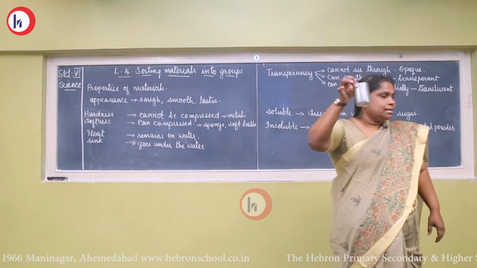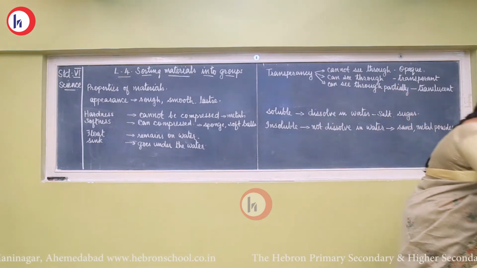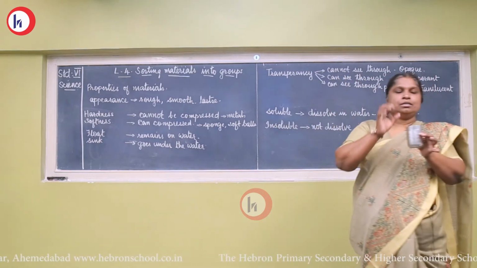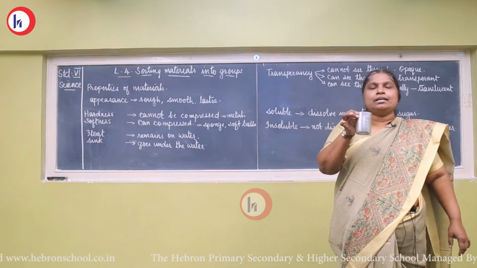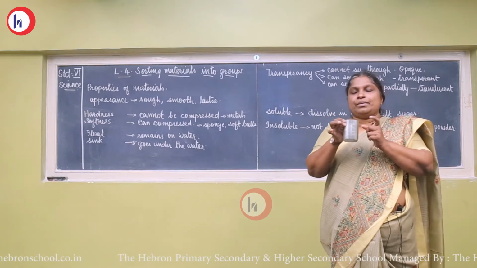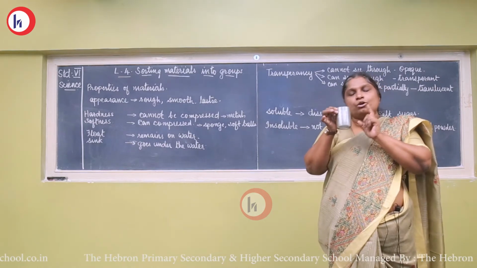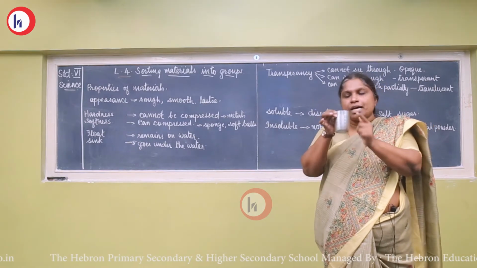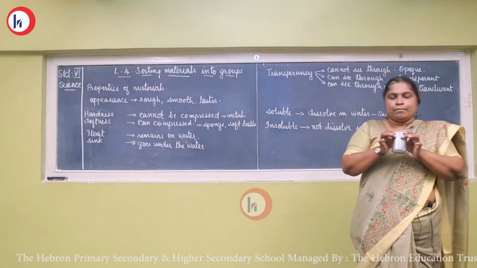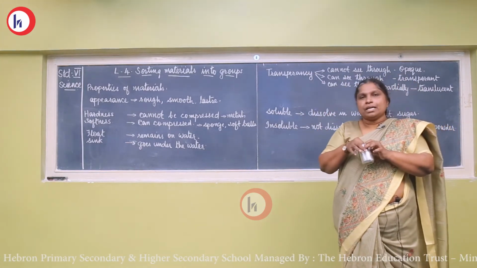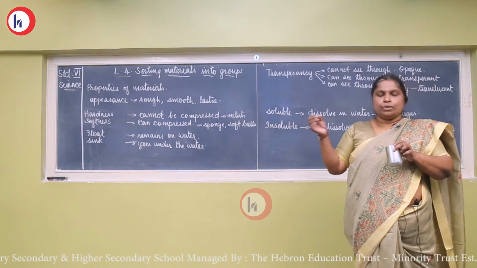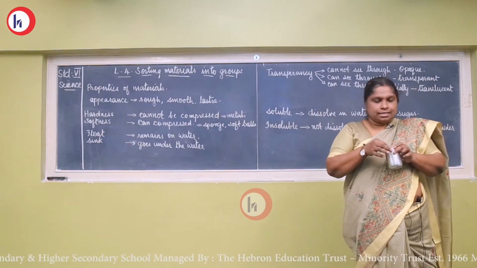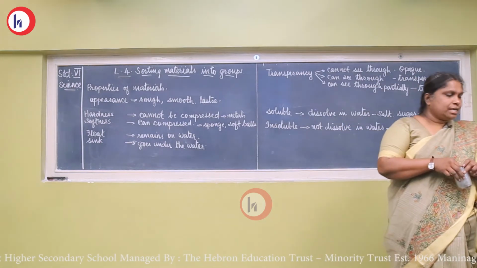Here is one steel glass. I put one chalk piece inside. Can you see the chalk that I put inside? No, you cannot see. That means this is opaque. We cannot see through it. Light does not pass through it. Such types of objects are called opaque objects. Wooden cupboard, wooden door, or all types of metals are examples of opaque objects.